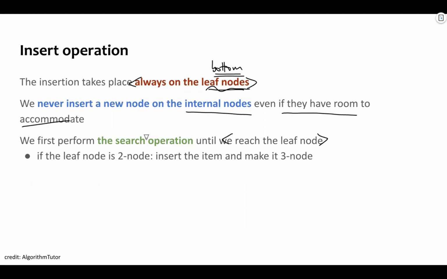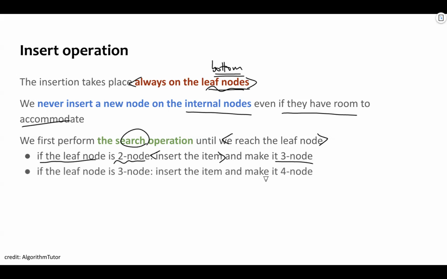We first perform the search operation, and if the leaf node is a 2 node, then we can just insert the item and make it a 3 node. Pretty simple. If the leaf node is 3 node, insert the item and make it 4 node. Same as the previous case. So these 2 cases are very simple.